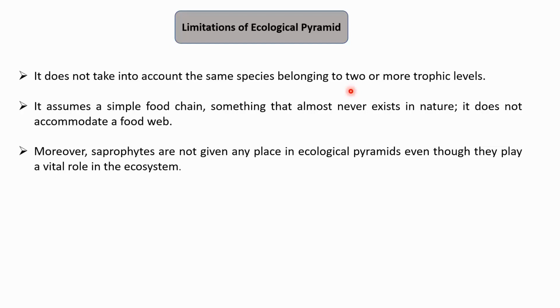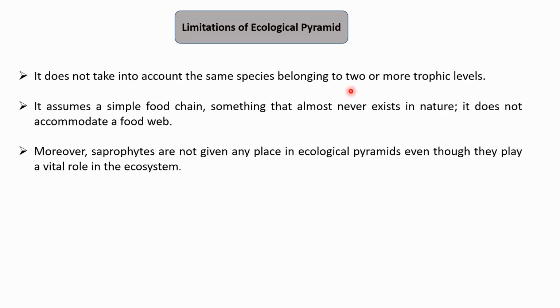Suppose I am counting the biomass of a species at the second trophic level. It might be possible that in a food web or food chain, that same organism becomes a secondary consumer, or a tertiary consumer, and is now present at the third or the fourth trophic level, thereby changing the biomasses in the different trophic levels. So it does not take into account the same species belonging to two or more trophic levels.